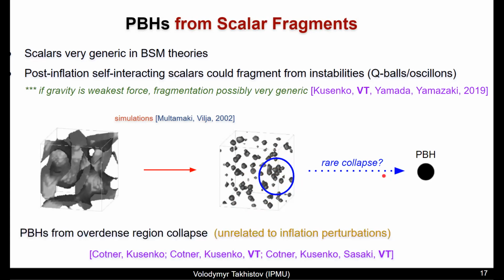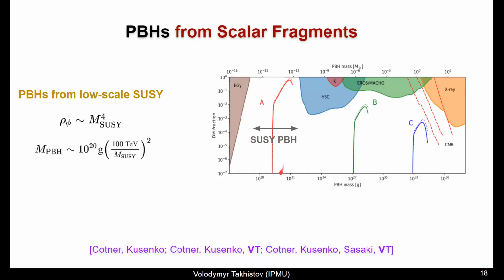And the interesting thing about this proposal is that the collapse from this overdense region is unrelated to any inflationary type of perturbation, so you do not need to worry about the fine-tuning of this mechanism and the relationship to the CMB and things like this. So it's totally unrelated to inflationary perturbations. This is an interesting point about this. And then, depending on the various model parameters, you can make PBH in different regions. And for some very generic numerology parameters, you can make PBH based on some interesting low-scale SUSY scalars.